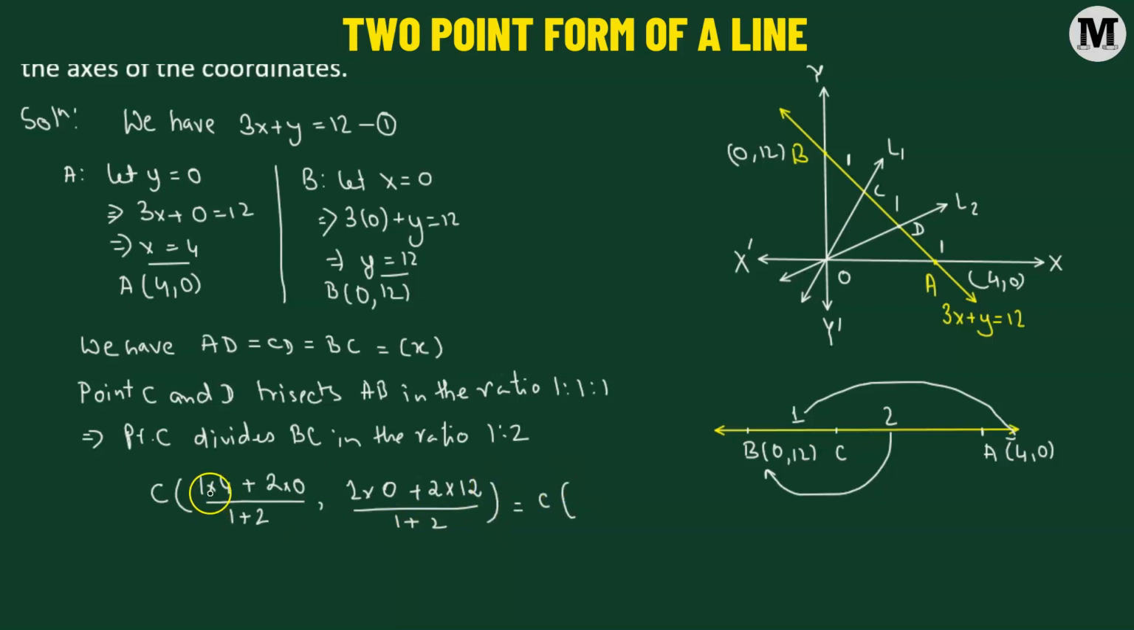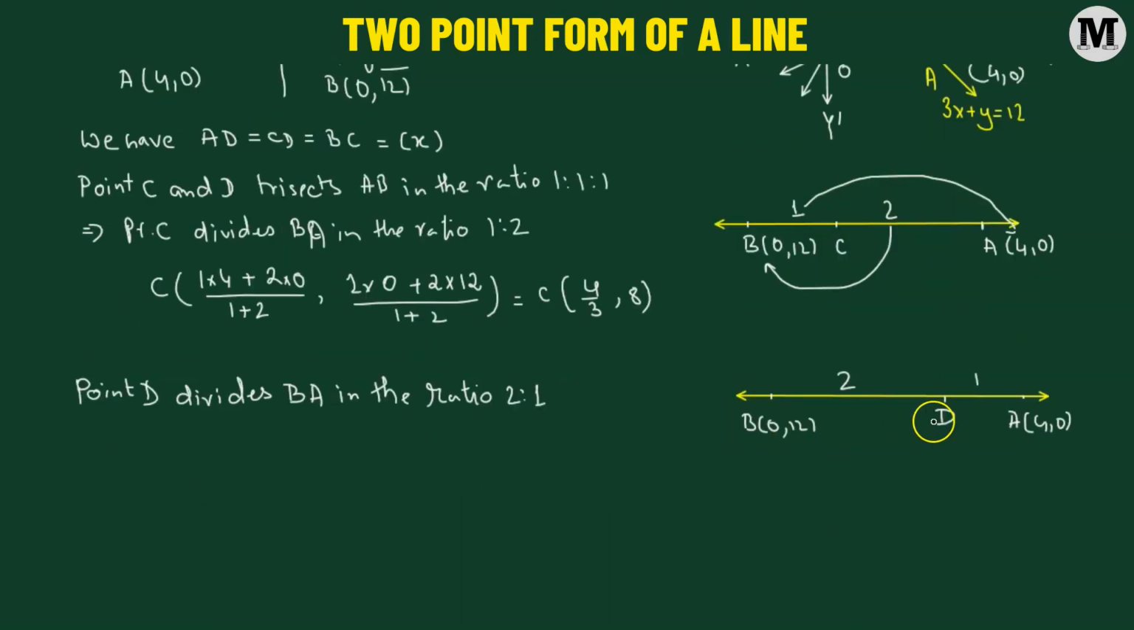So here we have 1 times 4, that's 4. 4 added to 0 is simply 4, divided by 3. Then the y coordinate will be, we have 2 times 12, that's 24. 24 divided by 3, so that's going to be 8. So now we have obtained the coordinate of point C. So that's 4/3, 8.